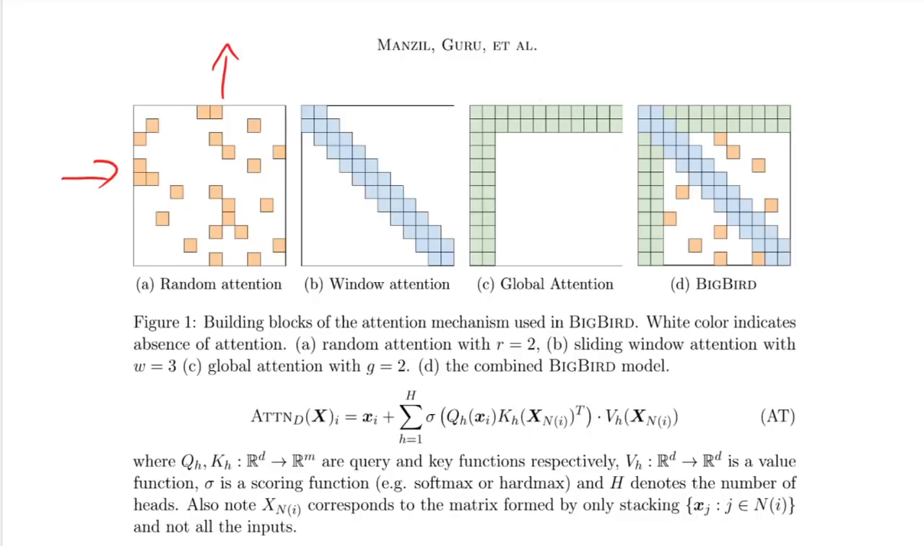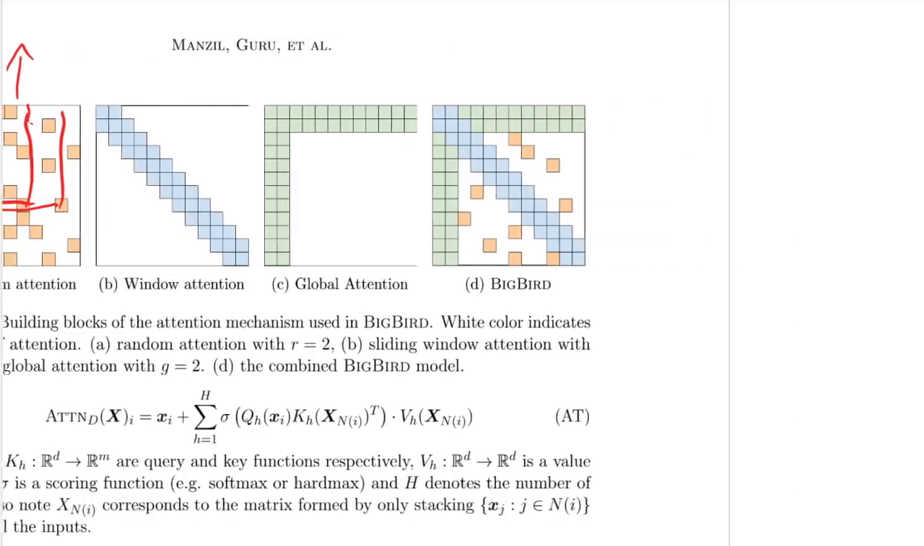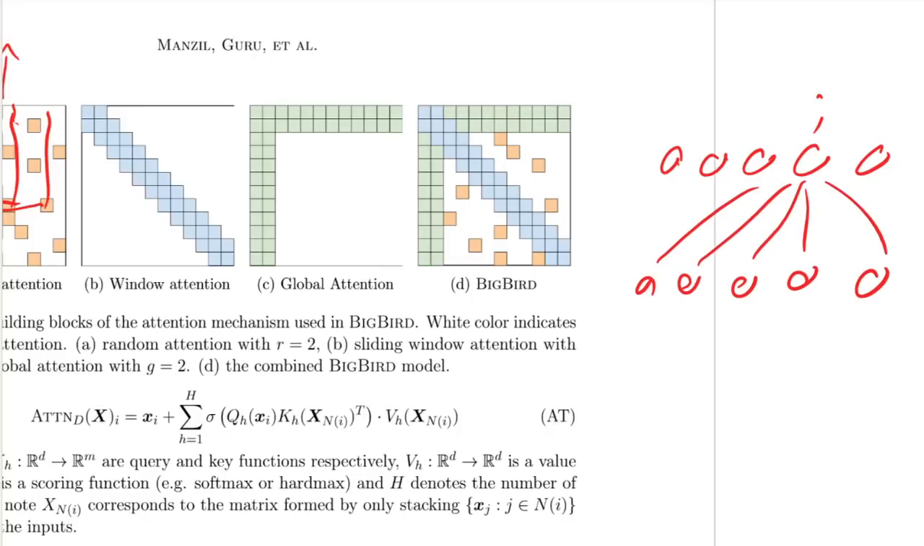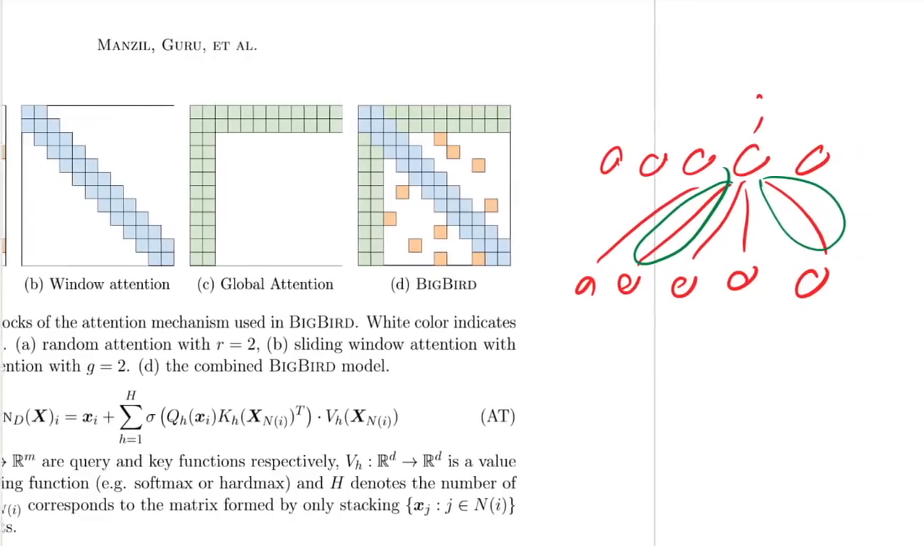So that basically means that node I right here would be connected, well, sorry, that's not a straight line, would be connected to this particular node and also to this particular node. So if we have node I right here, we're now trying to not connect it to all of these nodes, but we'll just select some at random and then connect it to that. This is what we call random attention.